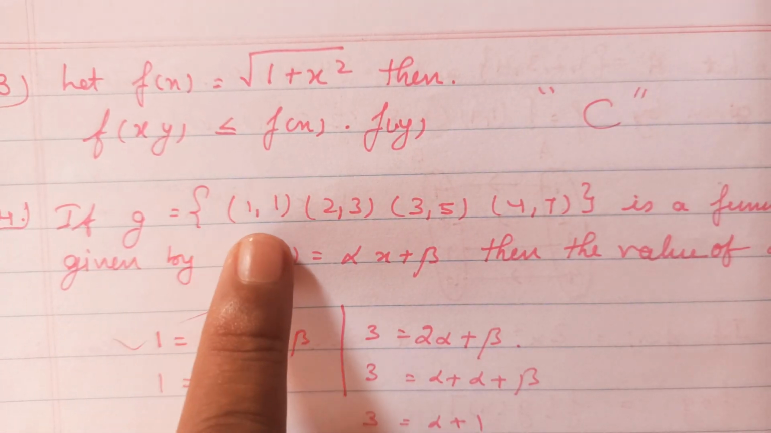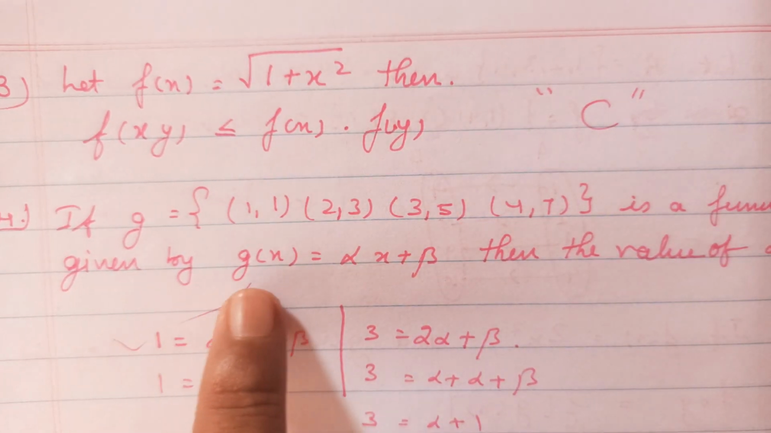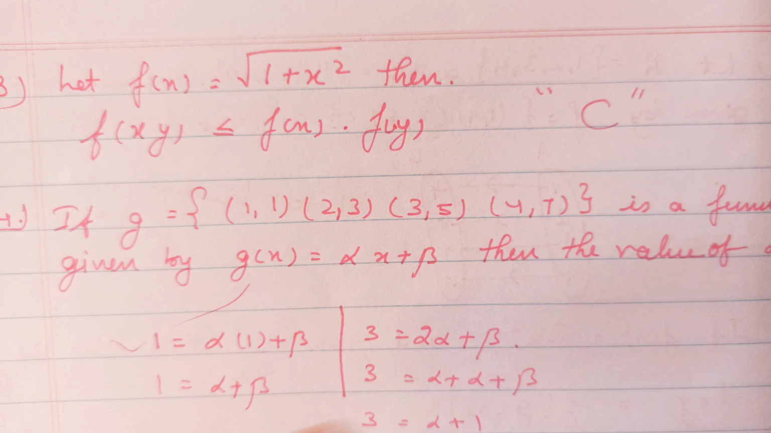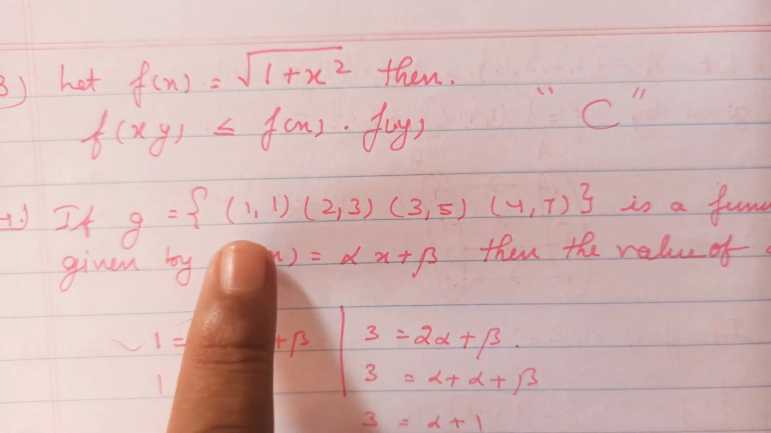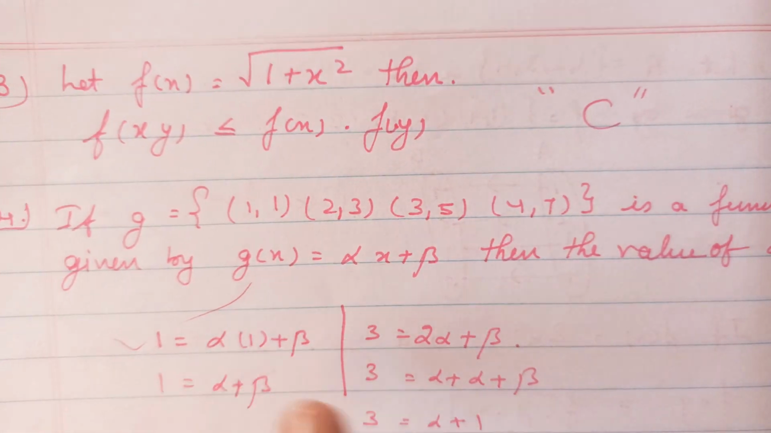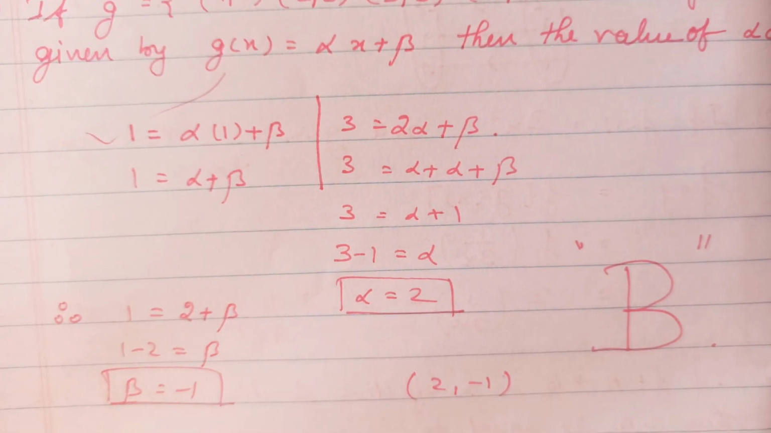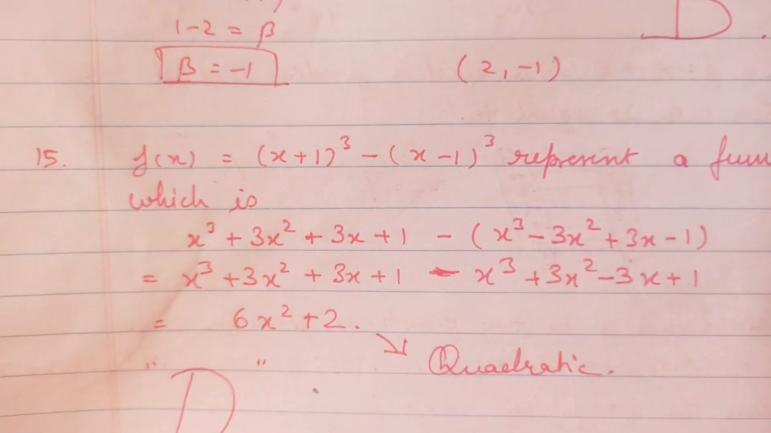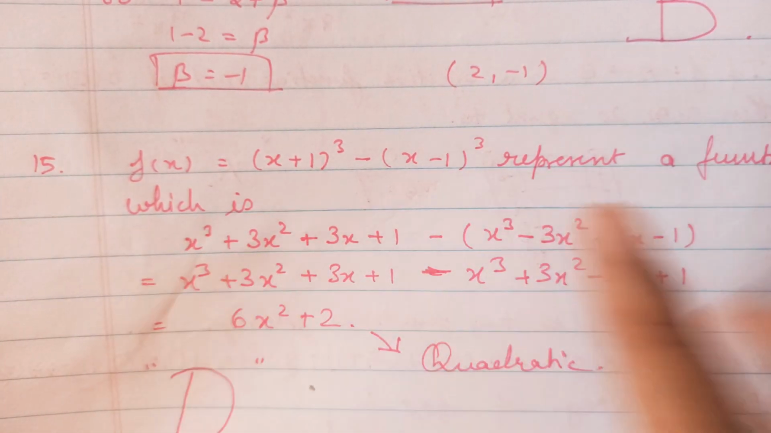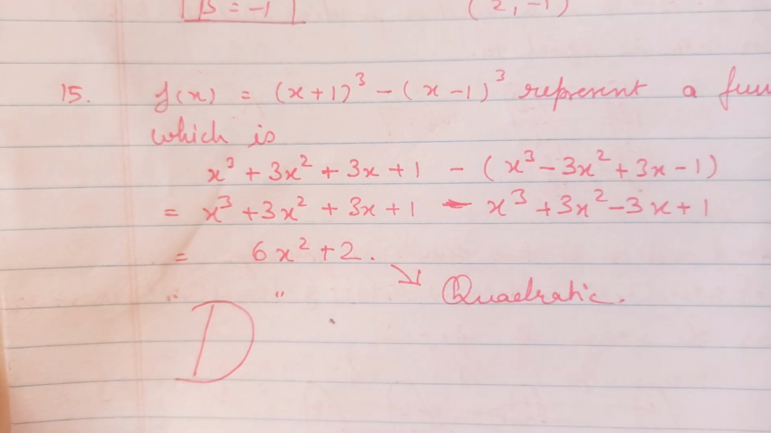Then the question: {(1, 2), (1, 1), (2, 3), (3, 5), (4, 7)} is a function given by g(x) equals alpha x plus beta. By equating this, we substitute the value of x to be 1 and then x to be 2. We solve these two equations to get the values of alpha and beta. So the option is D. The function of x is represented. We expand this algebraically and the option is D.